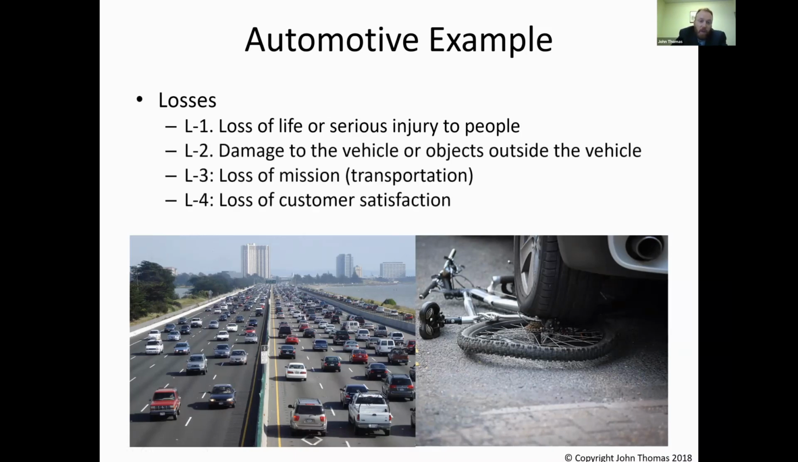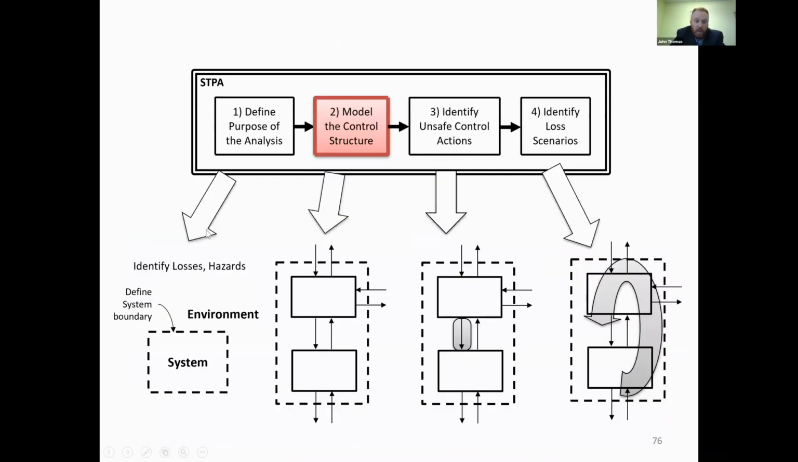Damage to vehicle. We always want to think about mission. Mission is transportation in this case. So if we don't crash, we don't damage the vehicle, we don't kill anybody, but we never get to point B, we care, right? Or if we do get from point A to point B, but we lose customer satisfaction along the way, maybe it's inefficient or something, we care. So we can look at all of these losses and some others if you have other losses in mind.